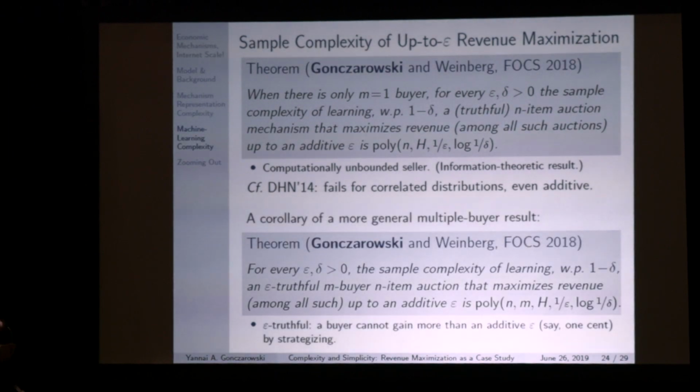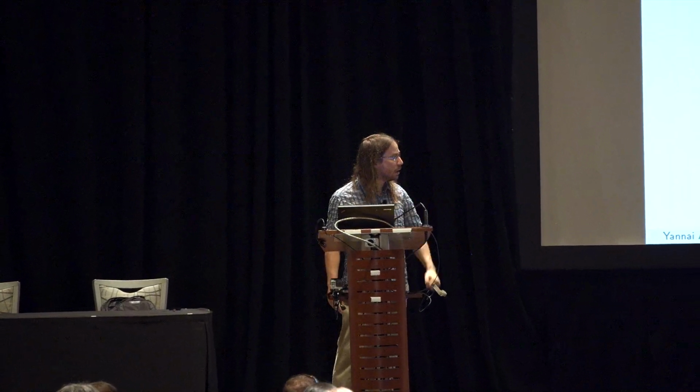This is actually a corollary of a more general result that we have that says that even for multiple buyers, for every epsilon and delta, if you want to learn with high probability an epsilon-truthful auction, meaning that by manipulating you could get at most a single cent more, say, then the sample complexity is still polynomial.